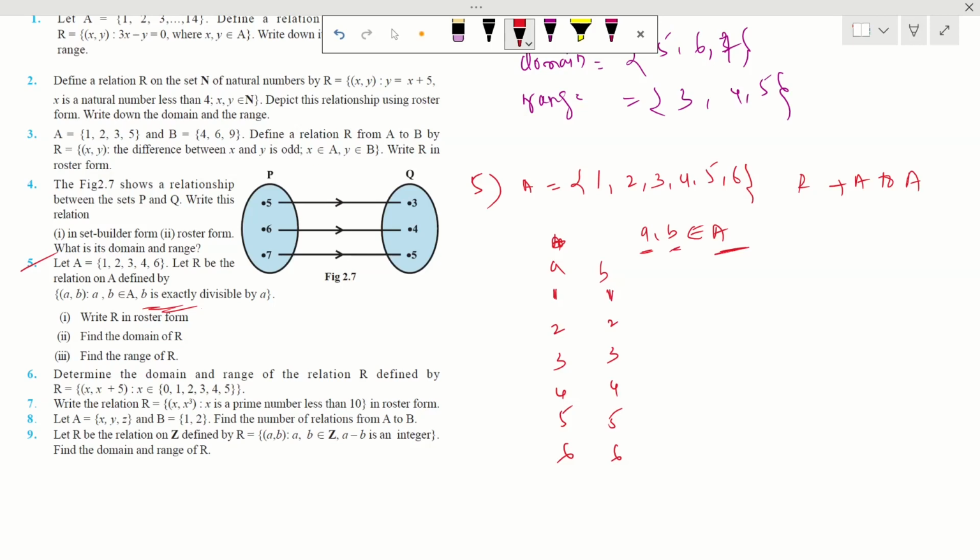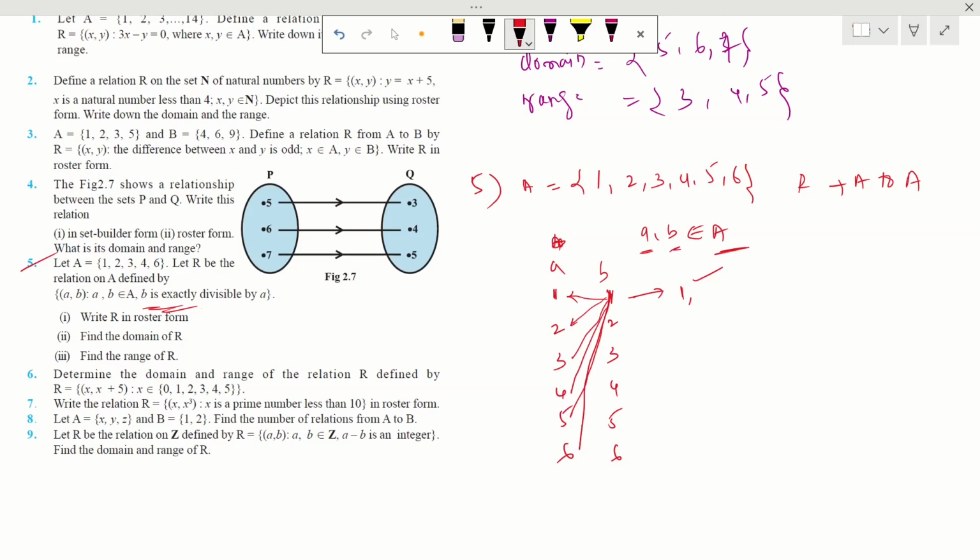B is exactly divisible by A means what? So we have to check: 1 is divisible by 1, yes. 1 is divisible by 2, no. 1 by 3, no. 1 is divisible by 4, no. 1 is divisible by 5, no. And 1 is divisible by 6, no. Only one value we got here.